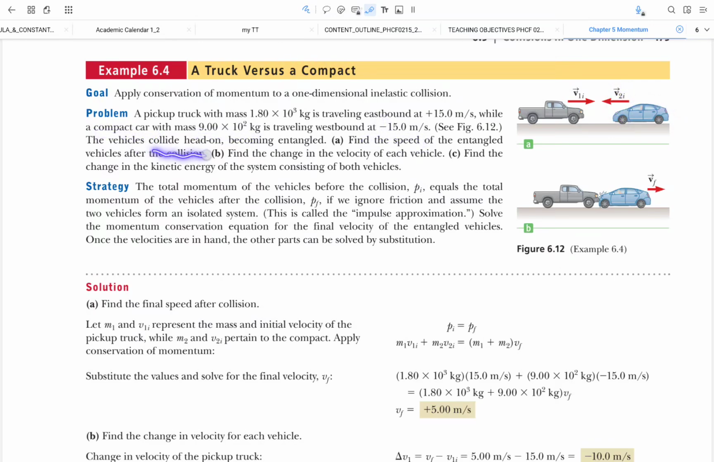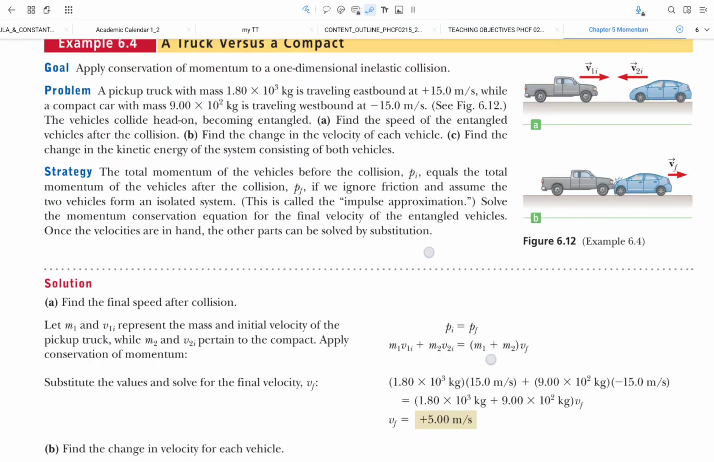Later on, they collide head on. Head on maknanya depan, berdepanan berlanggar. And then after the collision they become entangled, melekat. So the question: find the speed of the entangled vehicles after the collision. Since we are looking at perfect inelastic, there is only one expression to be used, which is conservation of momentum.